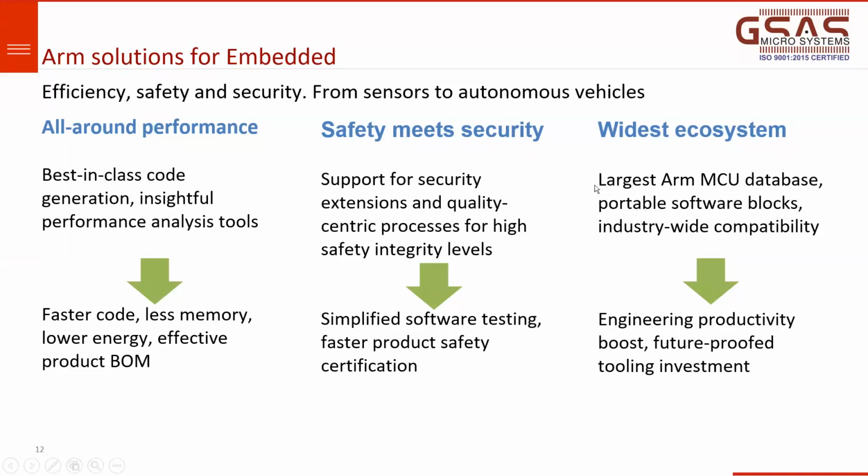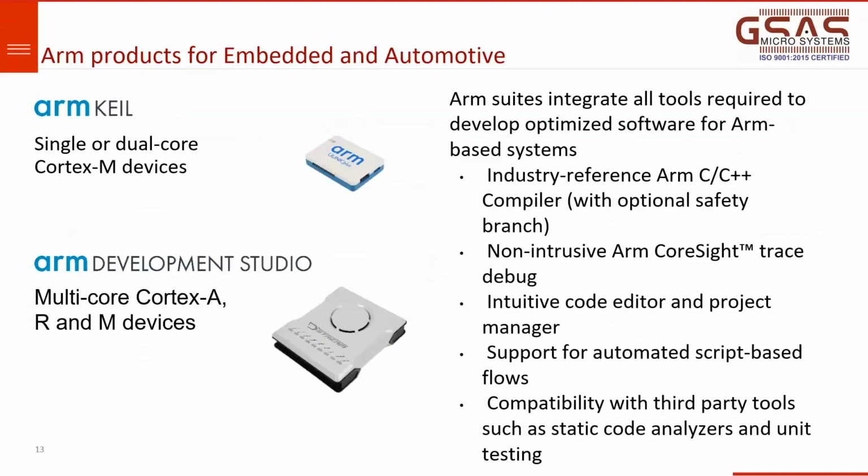Wide ecosystem. Because it's ARM compiler, it supports all the processors which are released by ARM, from lower end to higher end. So now we'll see what those ARM products are. We talk about ARM software solutions, though these are also part of them only. So we'll talk about ARM products. In the ARM products series, we have ARM Keil and ARM Development Studio.